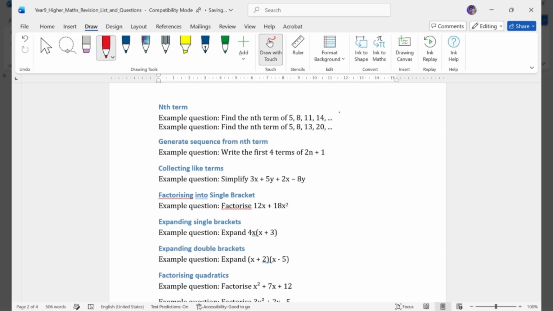Okay, so let's start with this one. A linear one that's going up in 3s. So it'll be 3n plus 2, because if we came back 3, we would go back to plus 2 from there. Whereas this one, I'm actually going to write in full 5, 8, 13, and 20.